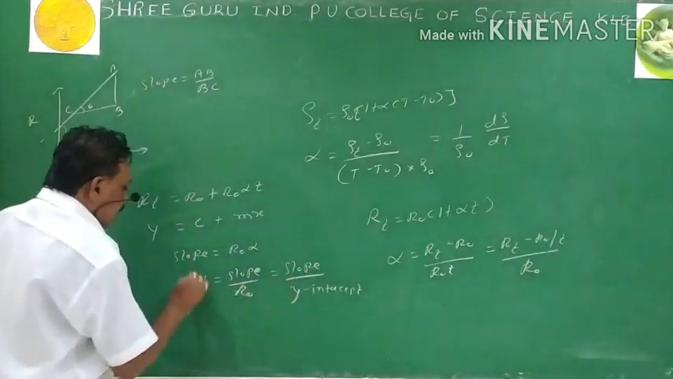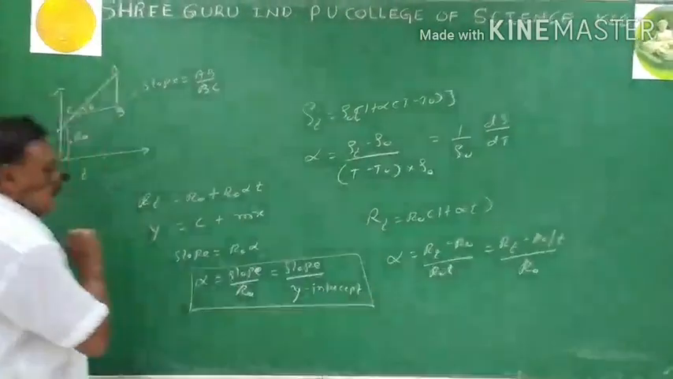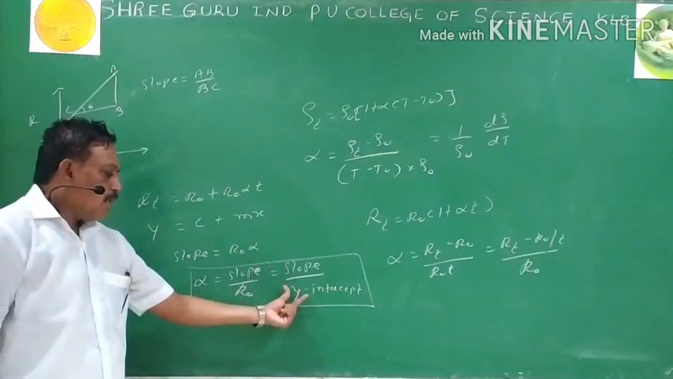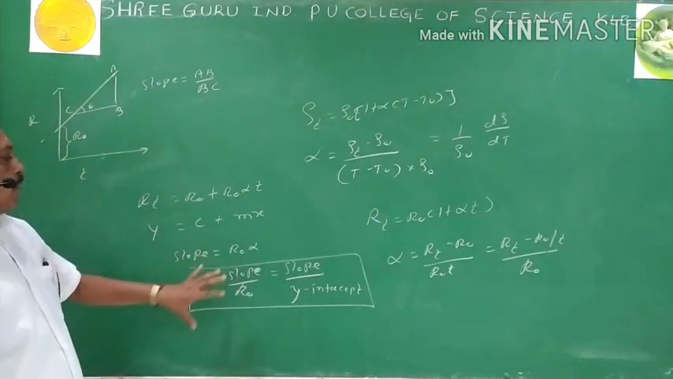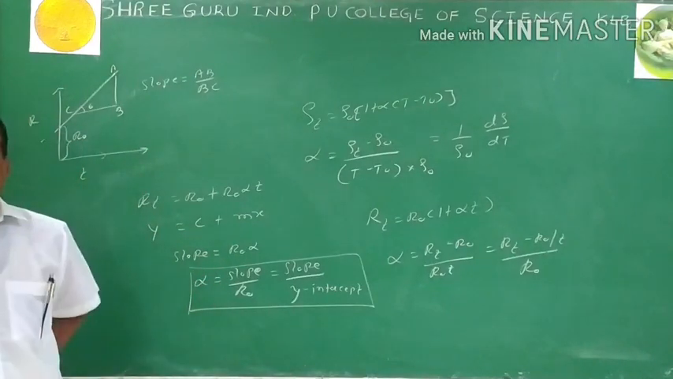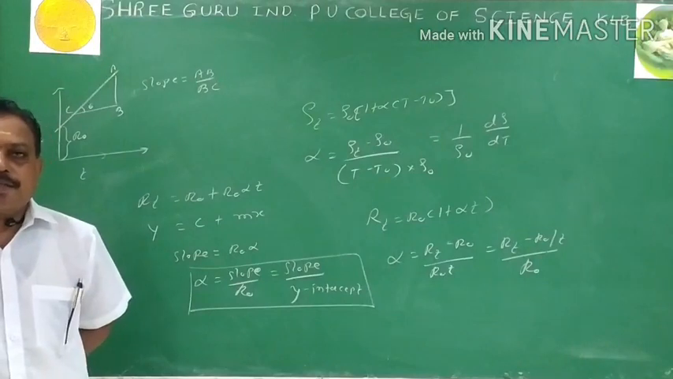Now this is the thing we missed earlier. That should be completed, right? Then alpha is nothing but slope divided by y-intercept. Now this is our equation. Again we have the conclusion: as the temperature increases, the resistance of the conductor also increases.